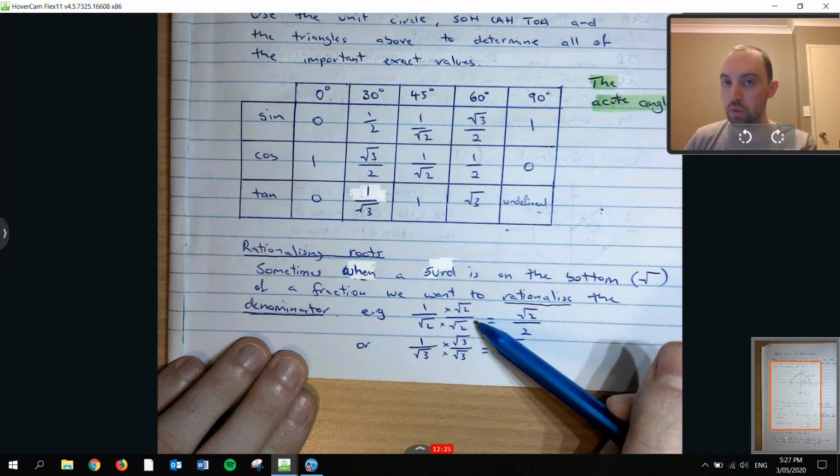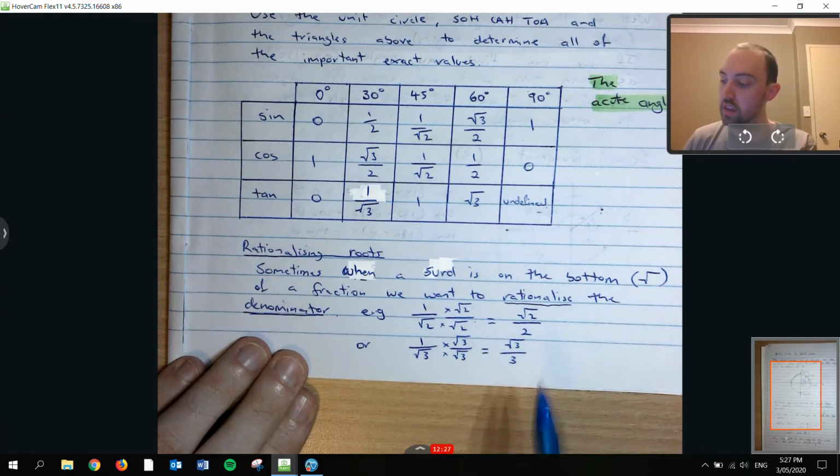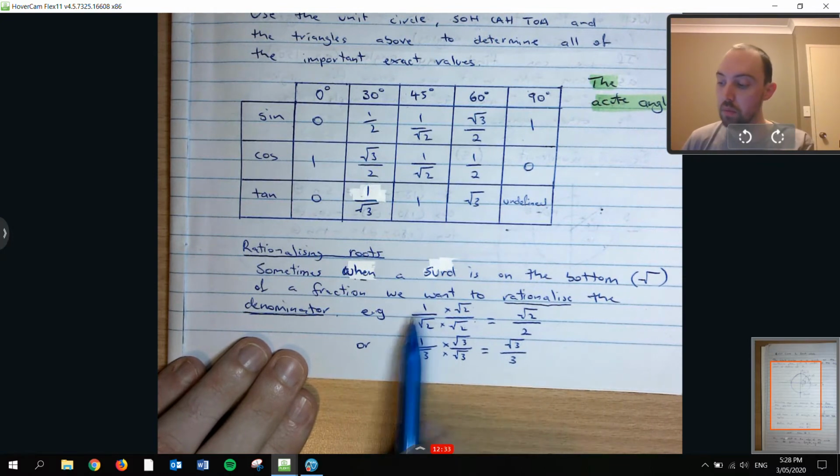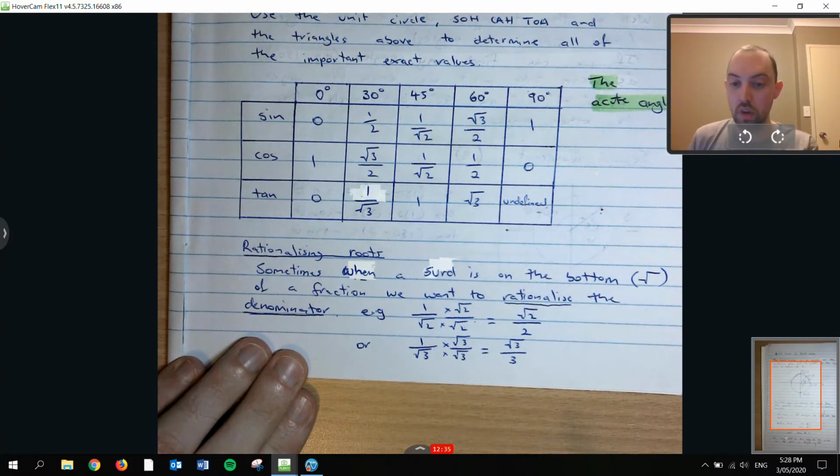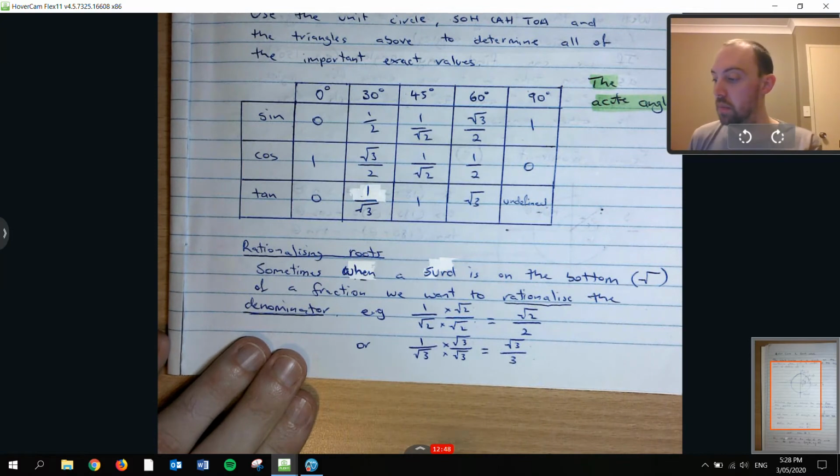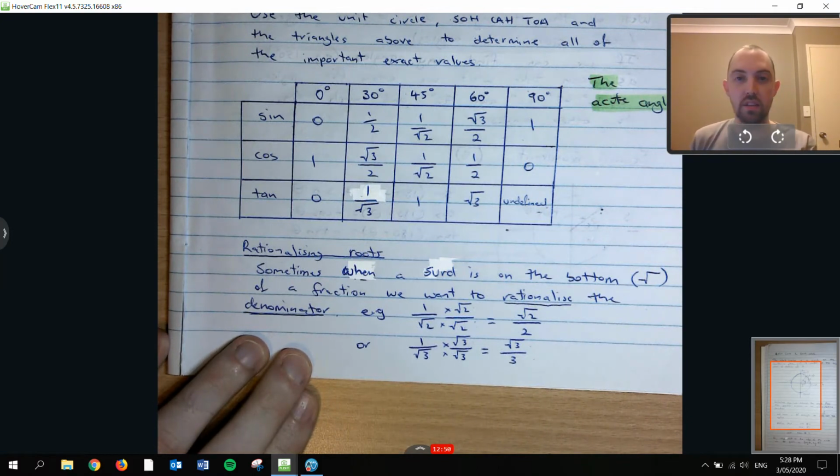Root 2 over root 2 is just 1, so we're not changing it. But root 2 times root 2 is 2, so now the denominator is rational, and 1 times root 2 is root 2. Same idea with your 1 on root 3. Occasionally you might see it as root 3 on 3. Okay, same values, but you're going to see different things depending on where you look.